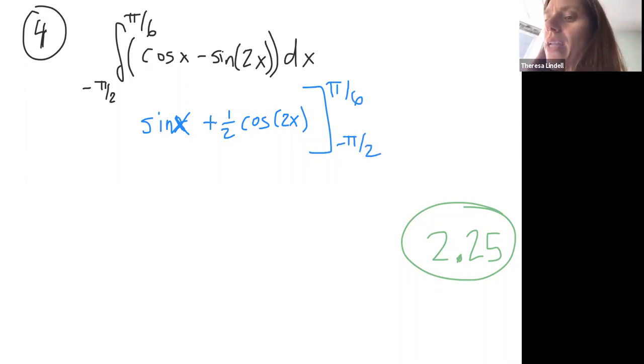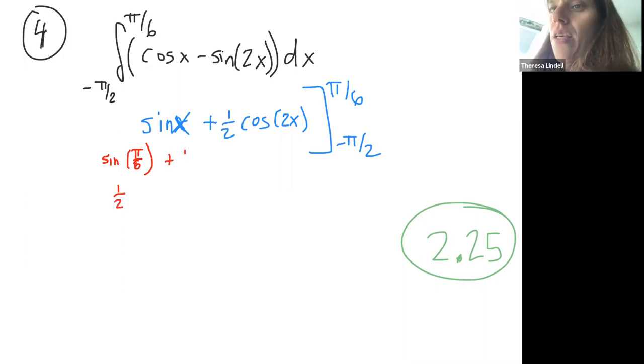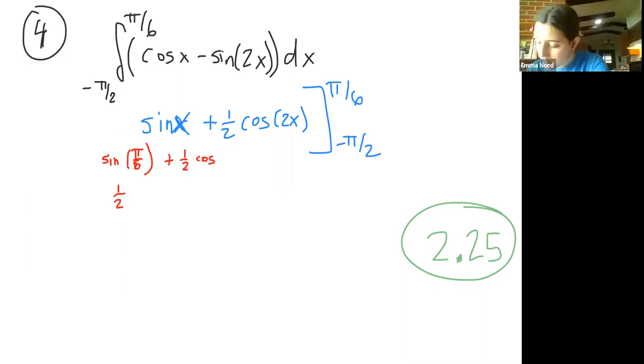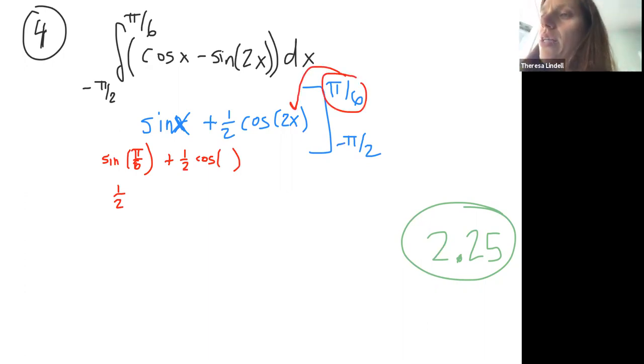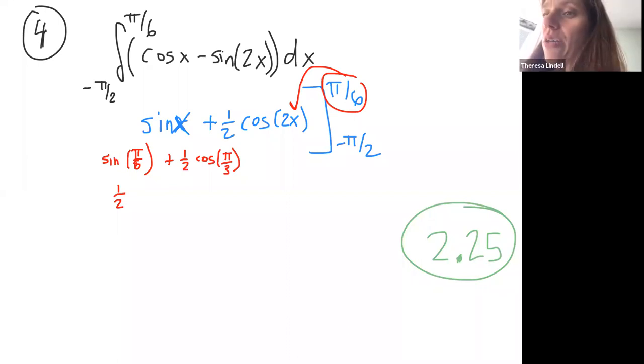And this is not as bad as you think, because sine of pi over 6, they make these really nice, I'm pretty sure that's a half. And then this is no longer cosine. When you plug pi over 6 in right here, it's 2 pi over 6, but that's pi over 3. And cosine of pi over 3 is a half, and a half times a half is a fourth. So that's what you get when you plug pi over 6 in.